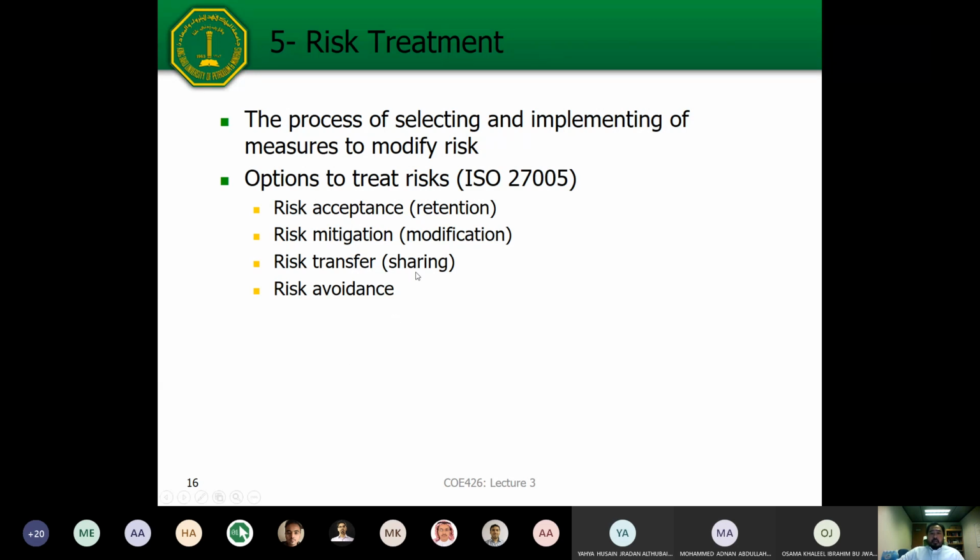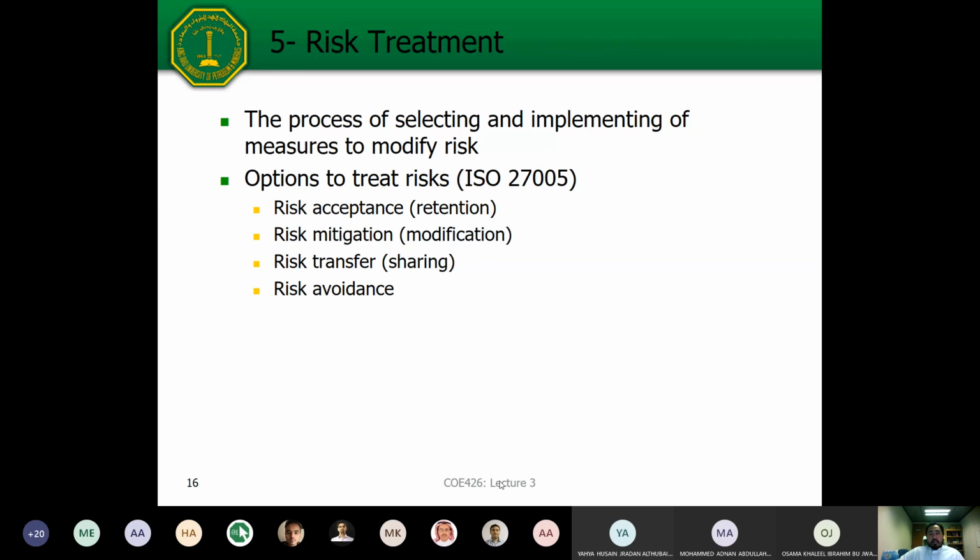Risk transfer, sharing, which for example, some companies purchase insurance, right? Just in case a damage happened, they will transfer this risk, the consequence, to the insurance company. Some, for example, are collaborating with a third-party company. So let's say they say, if anything happens, any risk, we're going to share it, split it 50-50, 40-60, depending on the agreement between the third party and the company.